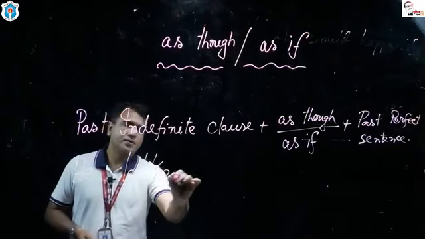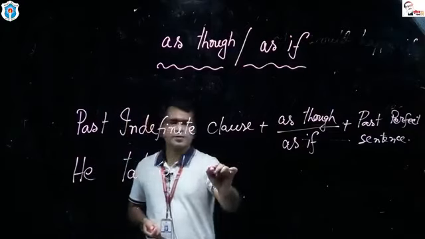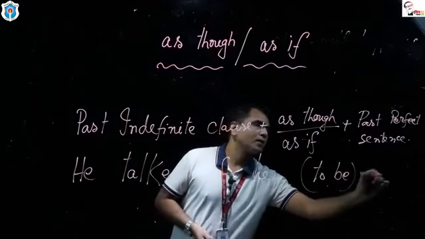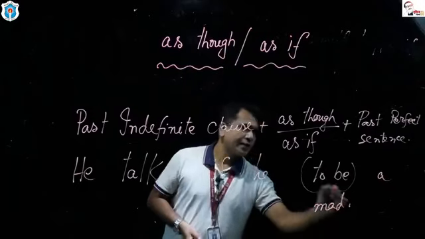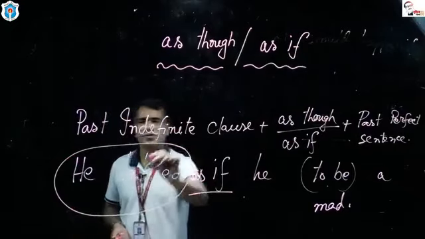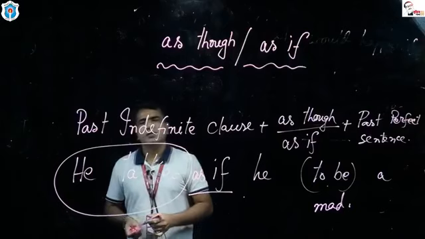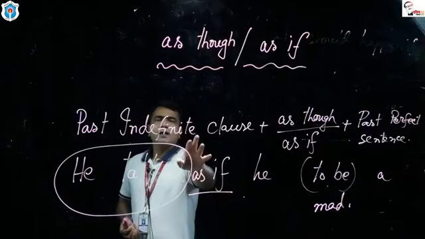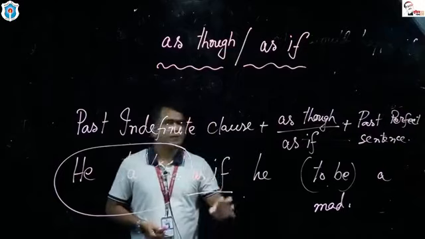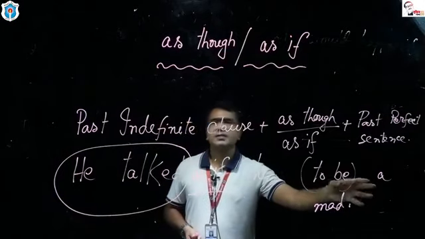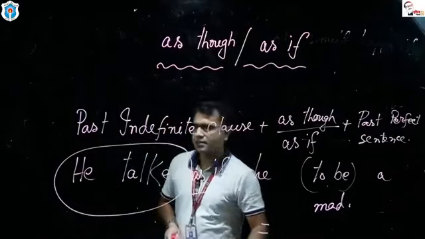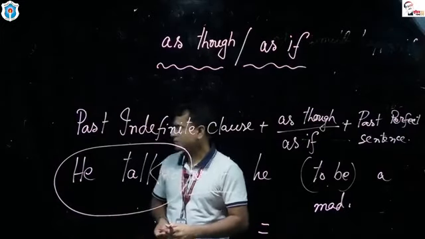He talked. We will use the first sentence. He talked as if he. Here we see before as if I have used he talked. That means the first clause is past indefinite. So, according to the rule of right form of verbs, if the first sentence is past indefinite, then we have to make the second sentence past perfect. Past perfect. So, what will be the answer? Please write and show me in the comments. What will be the answer?